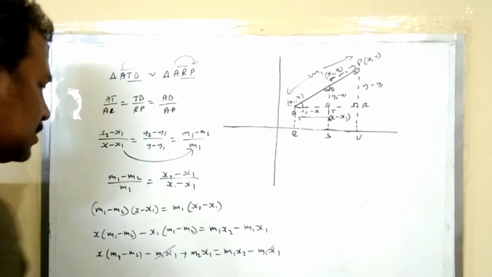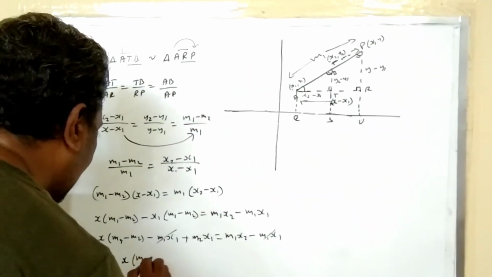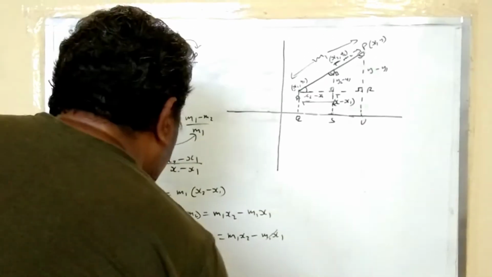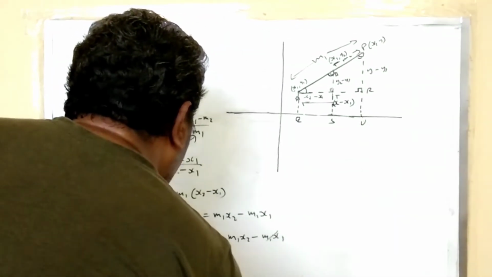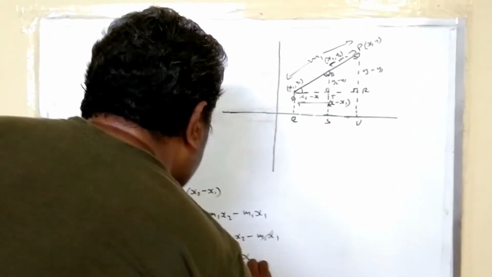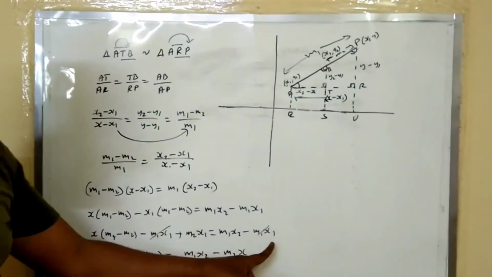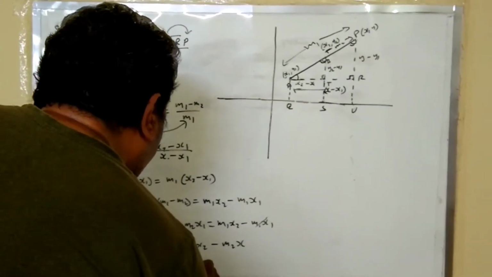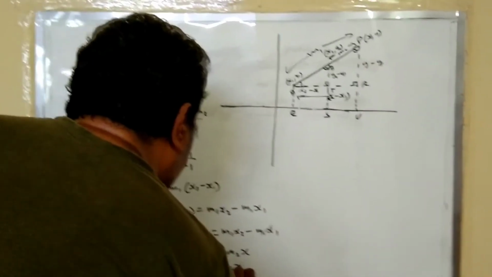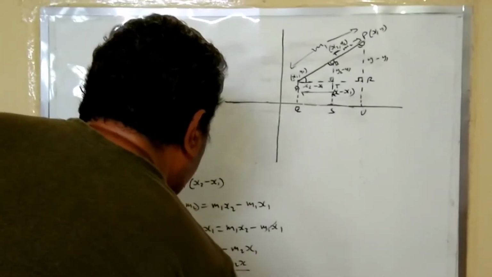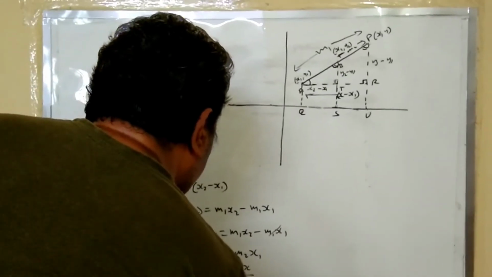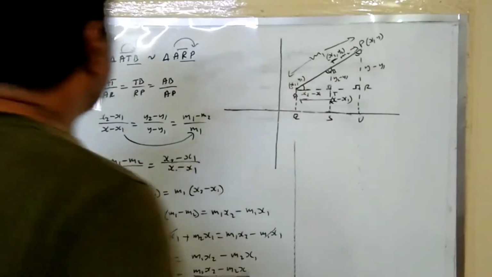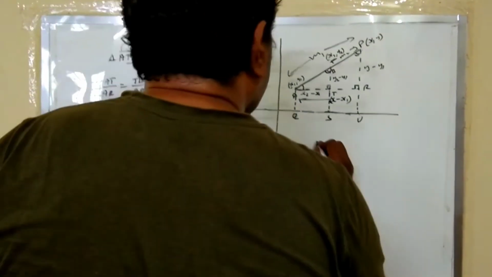So here what is remaining? X into M1 minus M2 is equal to, take this to the other side, M1 x2 minus M2 x1. Here it is plus. When taken to the other side of the equality sign it becomes minus. So x is equal to M1 x2 minus M2 x1 by M1 minus M2. So we got the x coordinate. Similarly, the y coordinate. Compare these two.